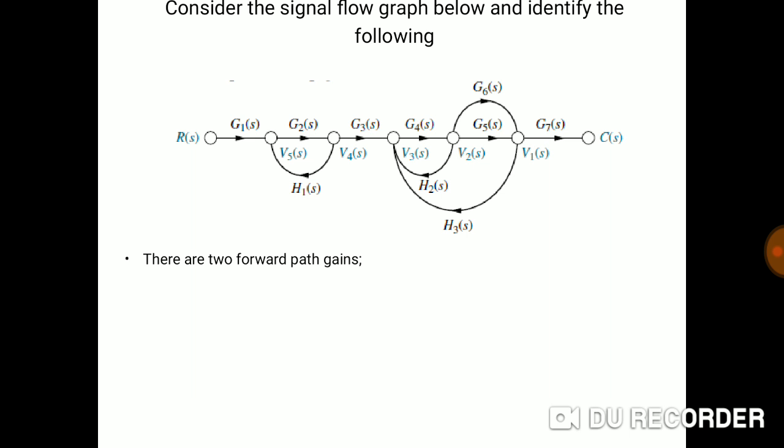For the given signal flow graph, there are two forward paths. The first one is G1, G2, G3, G4, G5 and G7. And the second one is G1, G2, G3, G4, G6 and G7. As it is a forward path, the direction of every flow is unidirectional.